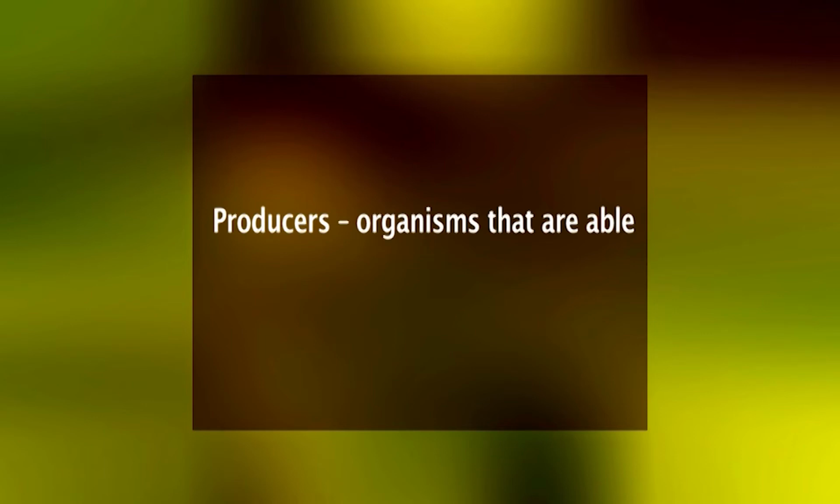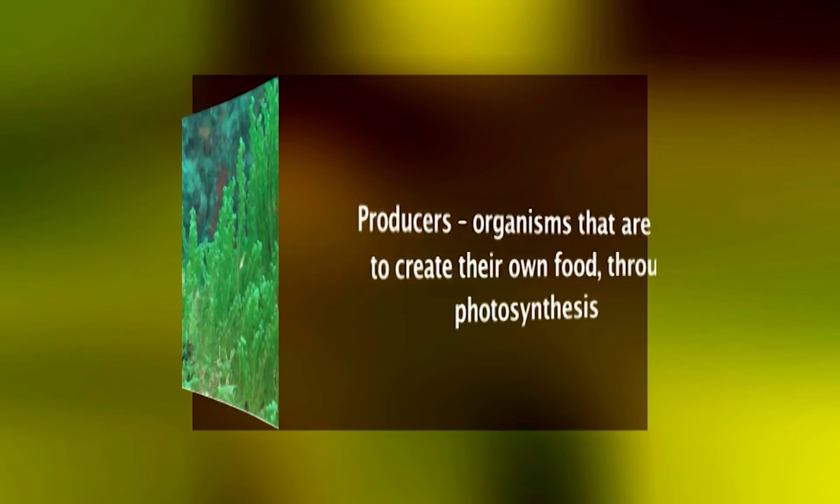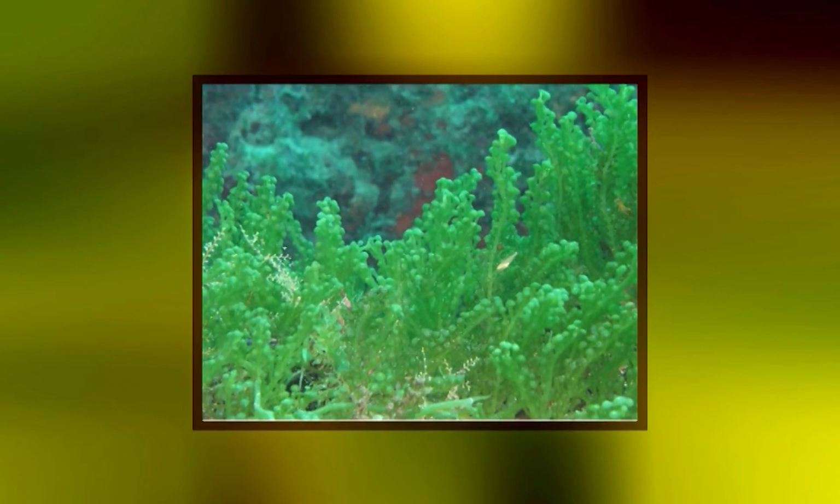Moving on to the next part of the lecture, that is, members of a food chain. First of all come the producers. Producers are organisms that are able to create their own food through photosynthesis. They are at the lowest part of the energy pyramid. They are also called autotrophs. Producers convert inorganic compounds into organic compounds.